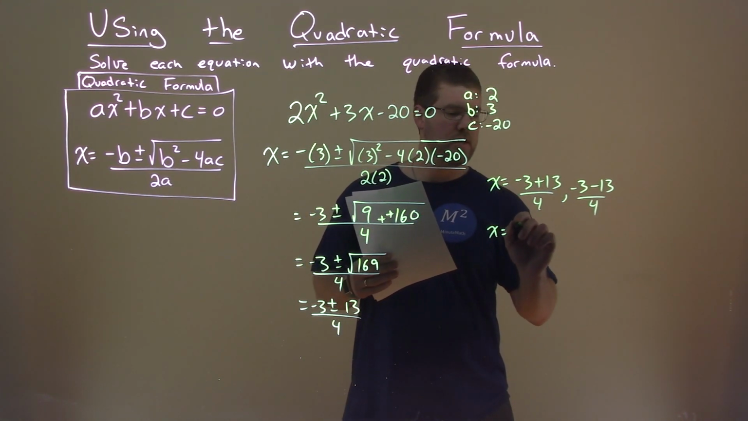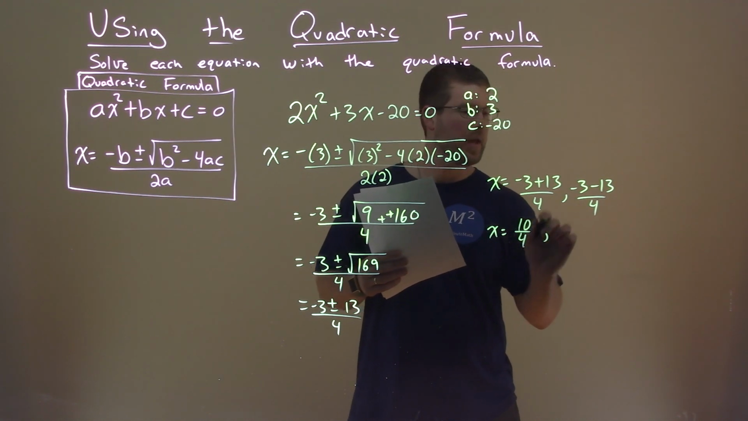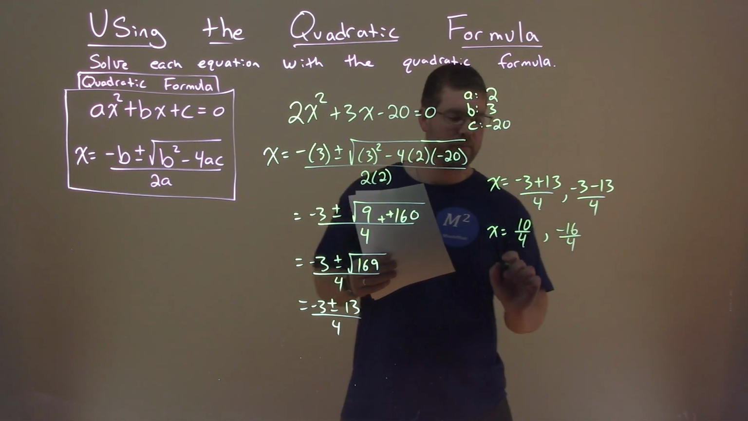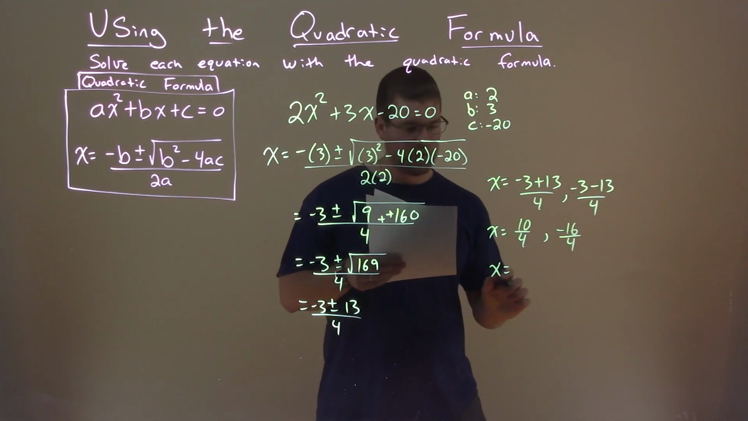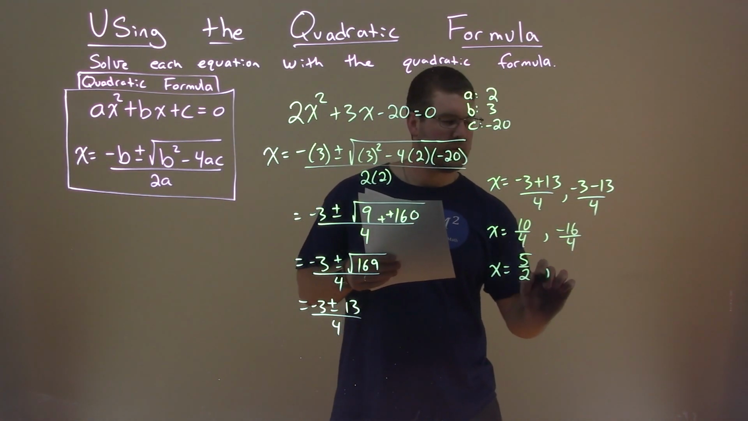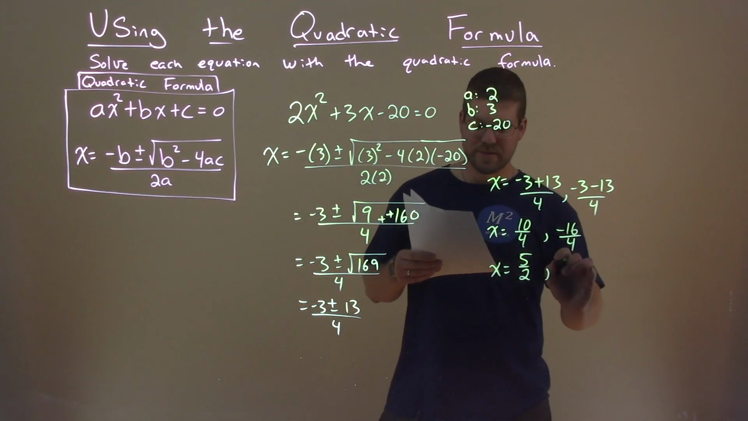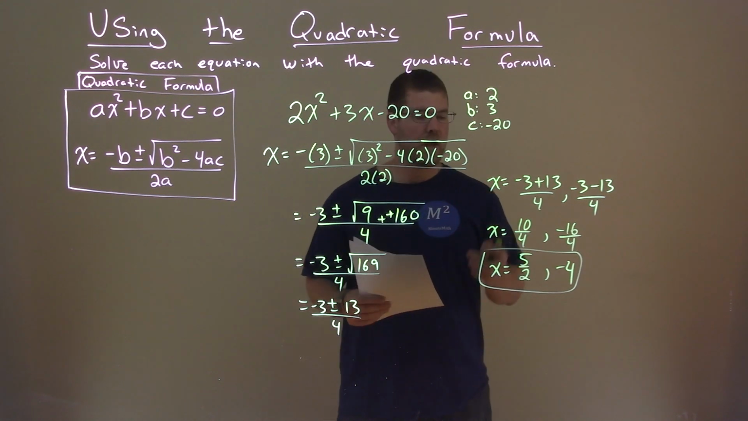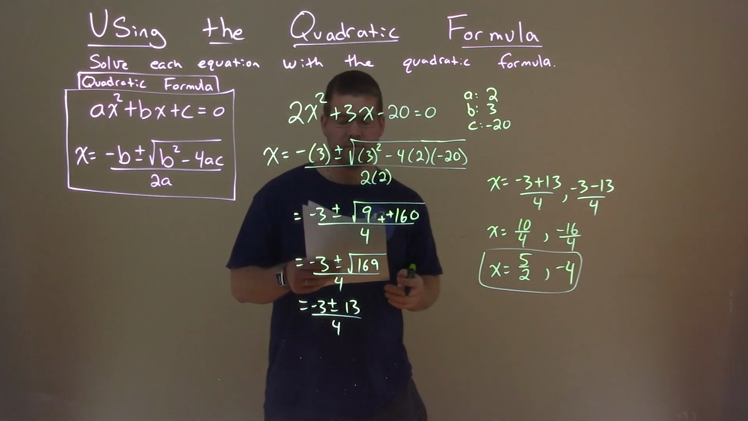Negative 3 plus 13 is 10 over 4, and negative 3 minus 13 is negative 16 over 4. Well, 10 over 4 simplifies to 5 halves, and negative 16 over 4 is negative 4. And so there we have our final answer: x equals 5 halves and negative 4.